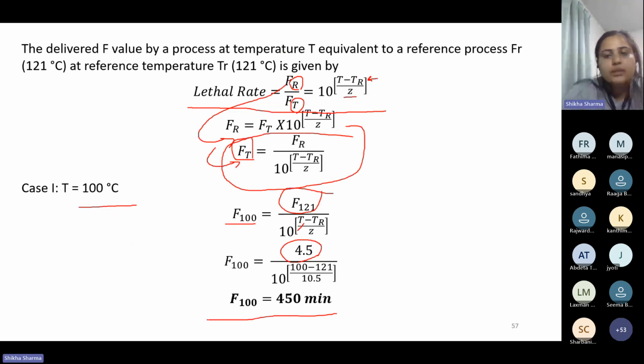So F100 is equal to 450 minutes. So when we take 100 °C, to get the same level of lethality as 121 °C, we need to spend around 450 minutes.